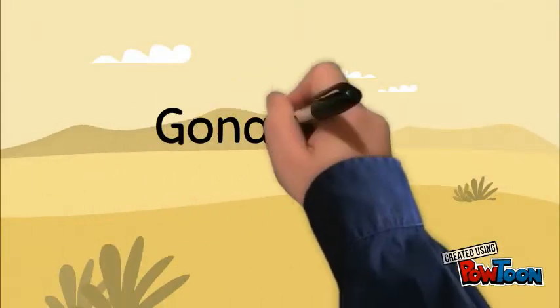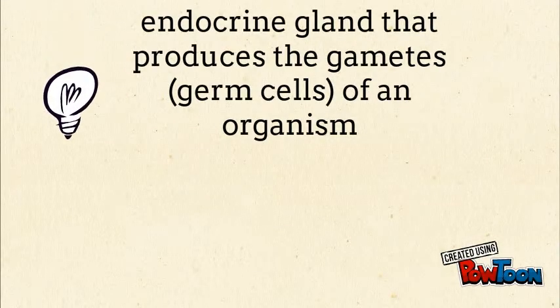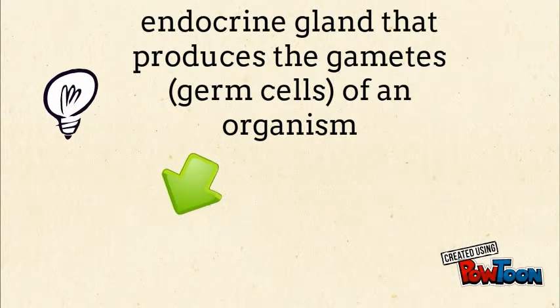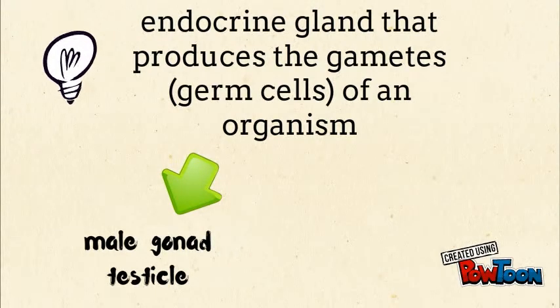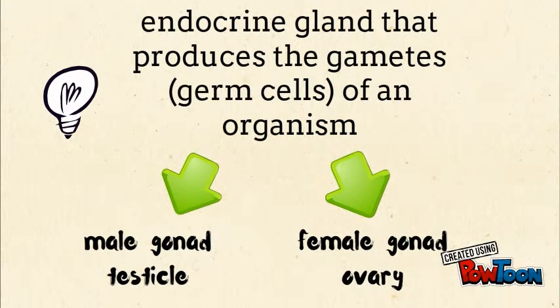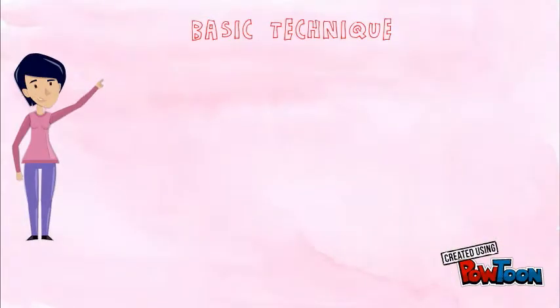Next is gonad cells. Gonad is an endocrine gland that produces the gametes, germ cells of an organism. The male gonad testicle produces sperm while female gonad ovary produces egg cells. Basic technique.